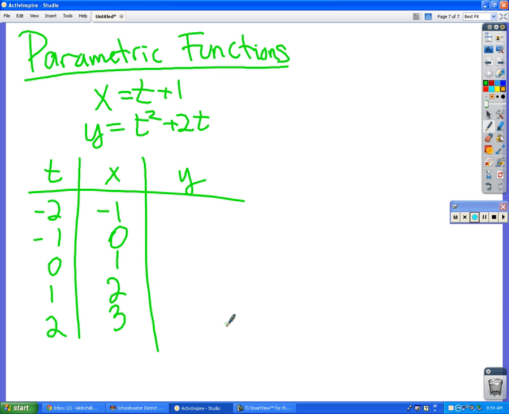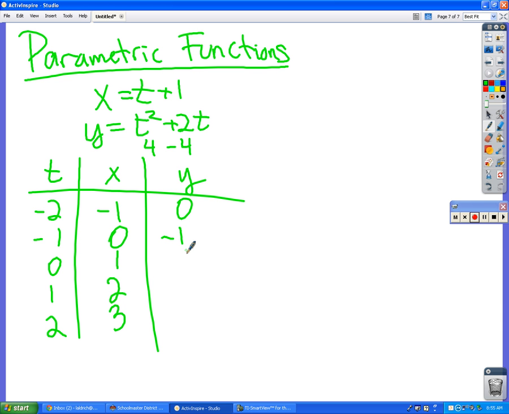If you put in -2, -2 squared is 4, and then minus 4 is 0. Now put in -1. 1 minus 2 is? Well, if I put in -1 in the squared term, what do I get? 1. But if I put in -1 in the 2t term, what do I get? -2. So that's why I ended up subtracting. Okay? So the next one's going to be -1.